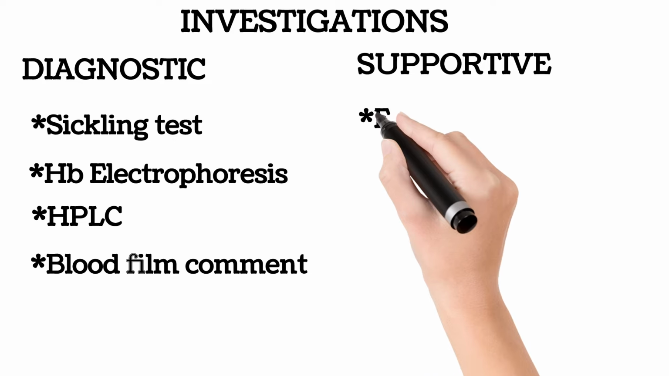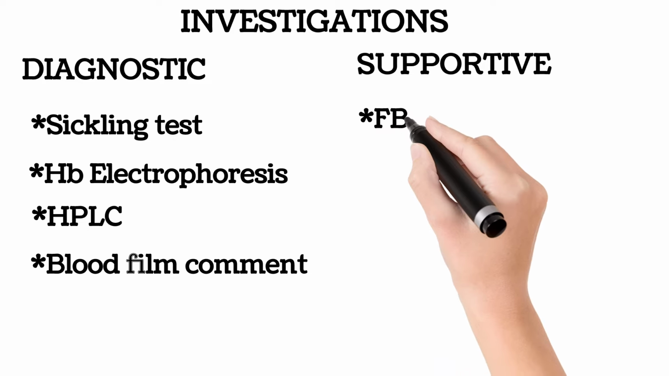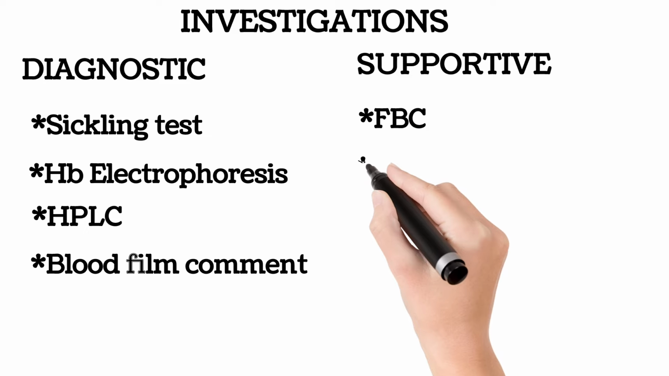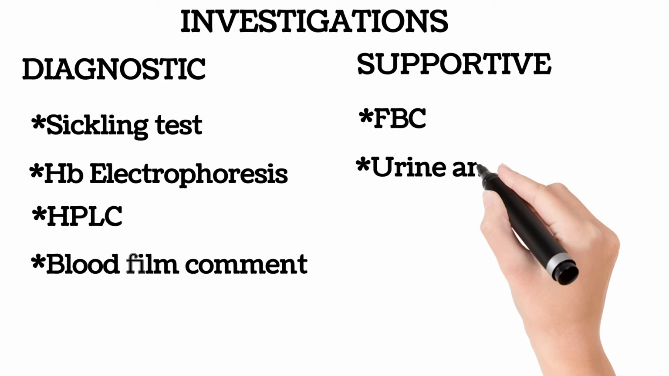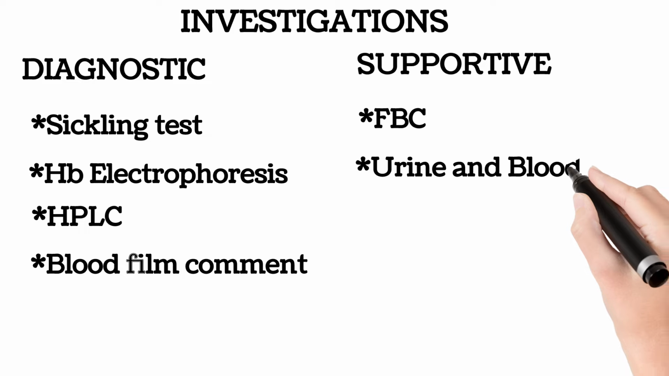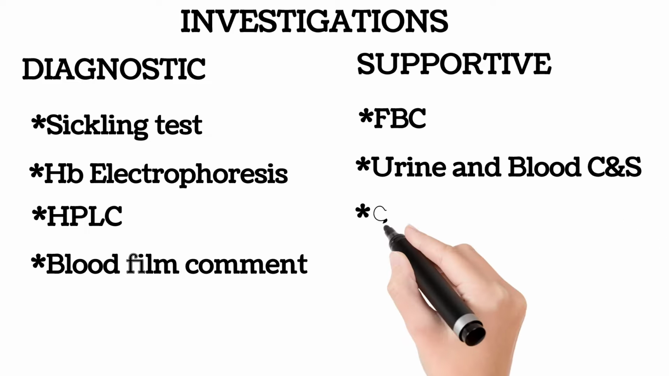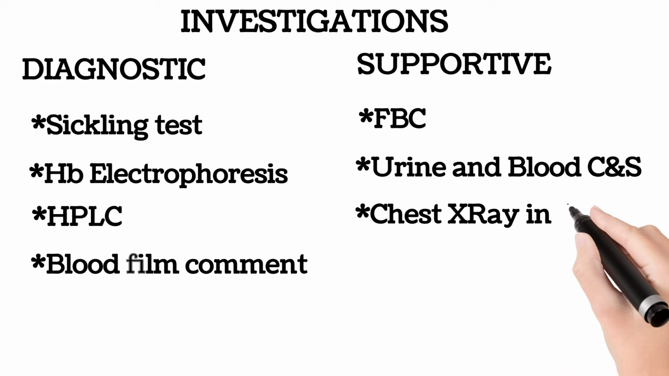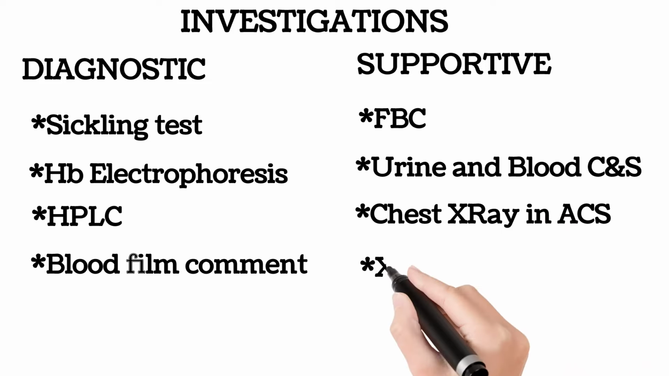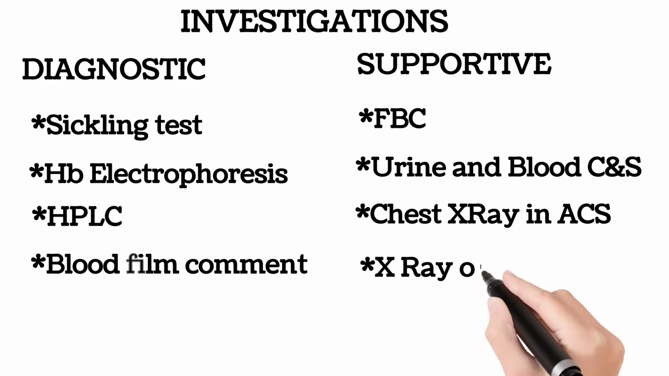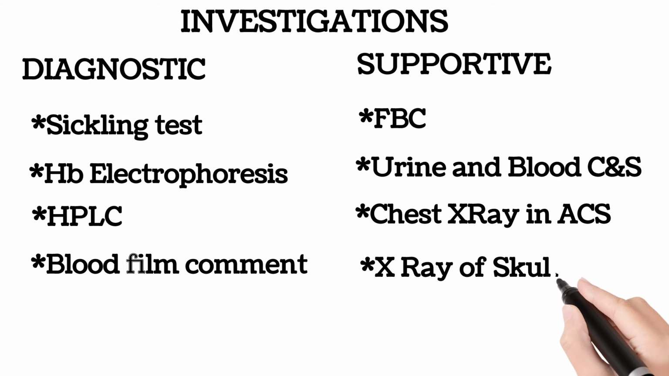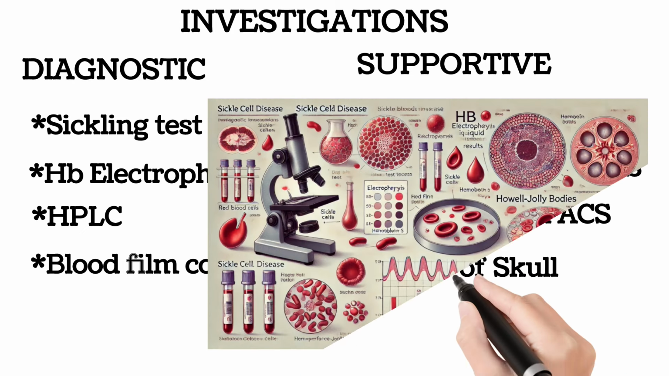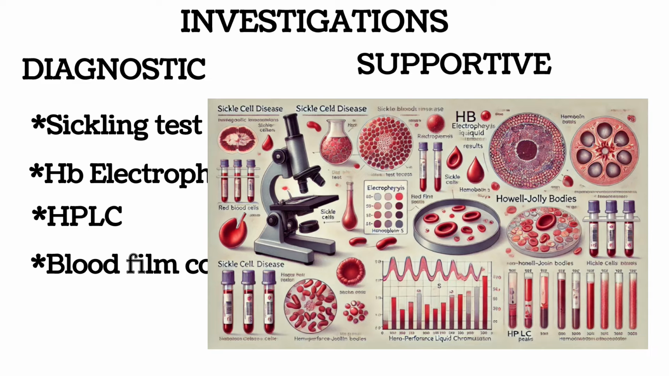For supportive investigations, you can do an FBC, which stands for full blood count, urine and blood culture and sensitivity. You can do a chest x-ray in acute chest syndrome, and you can do an x-ray of the skull, in which you see the hair-on-end appearance.